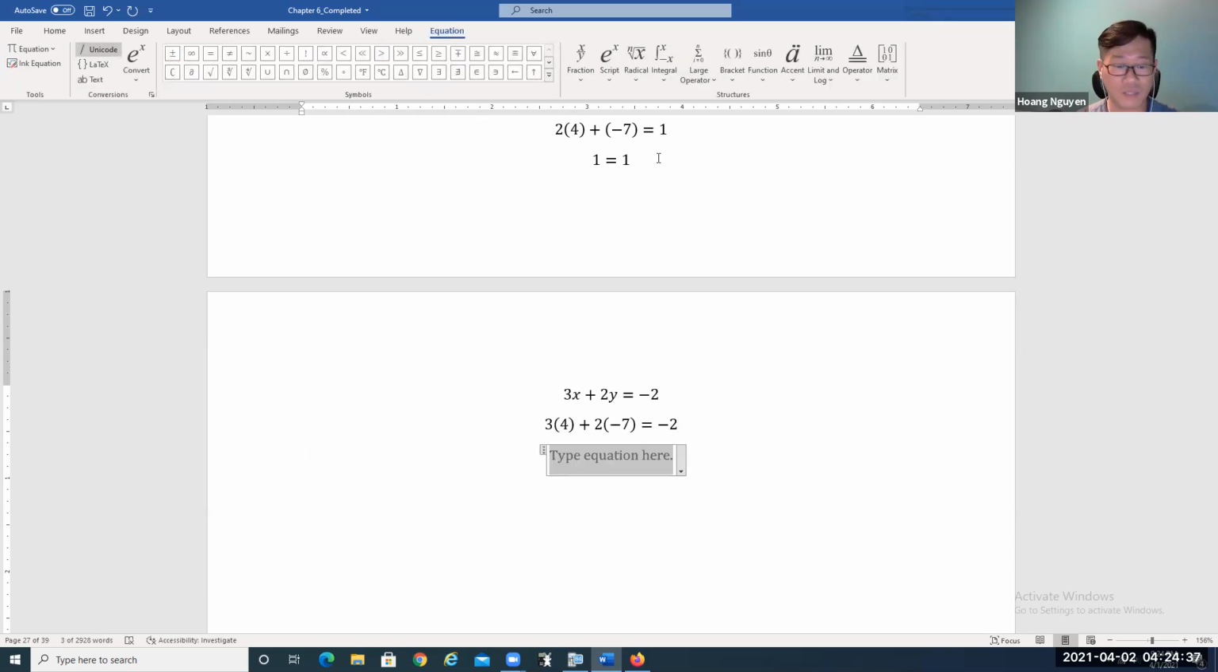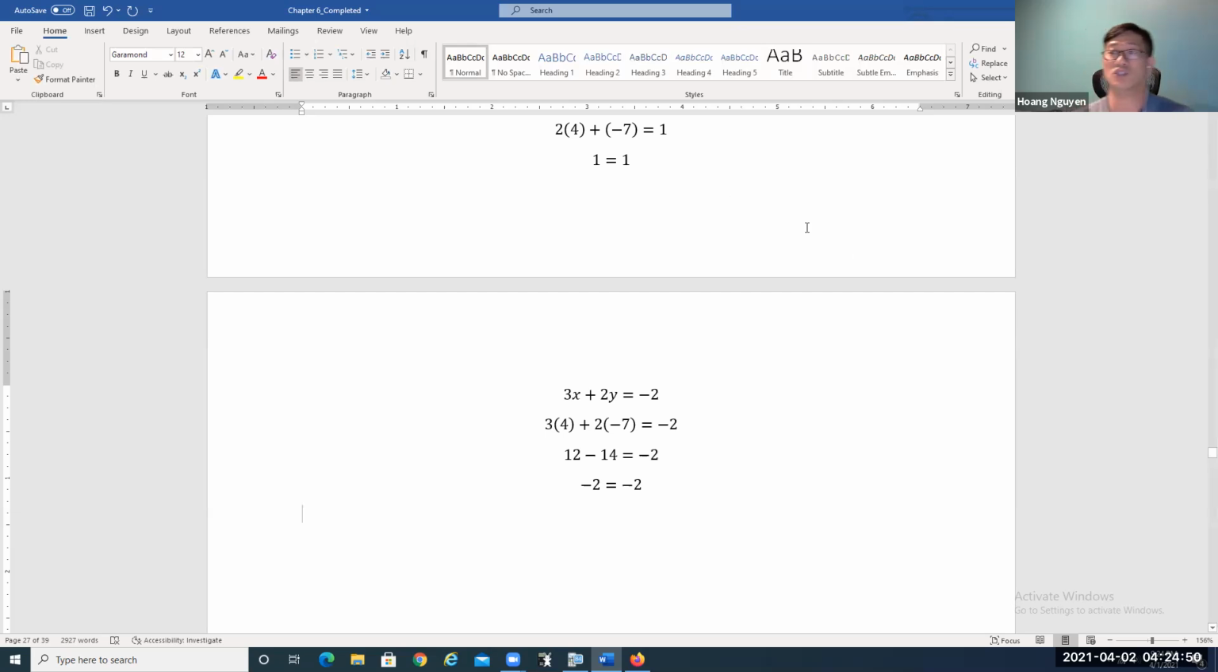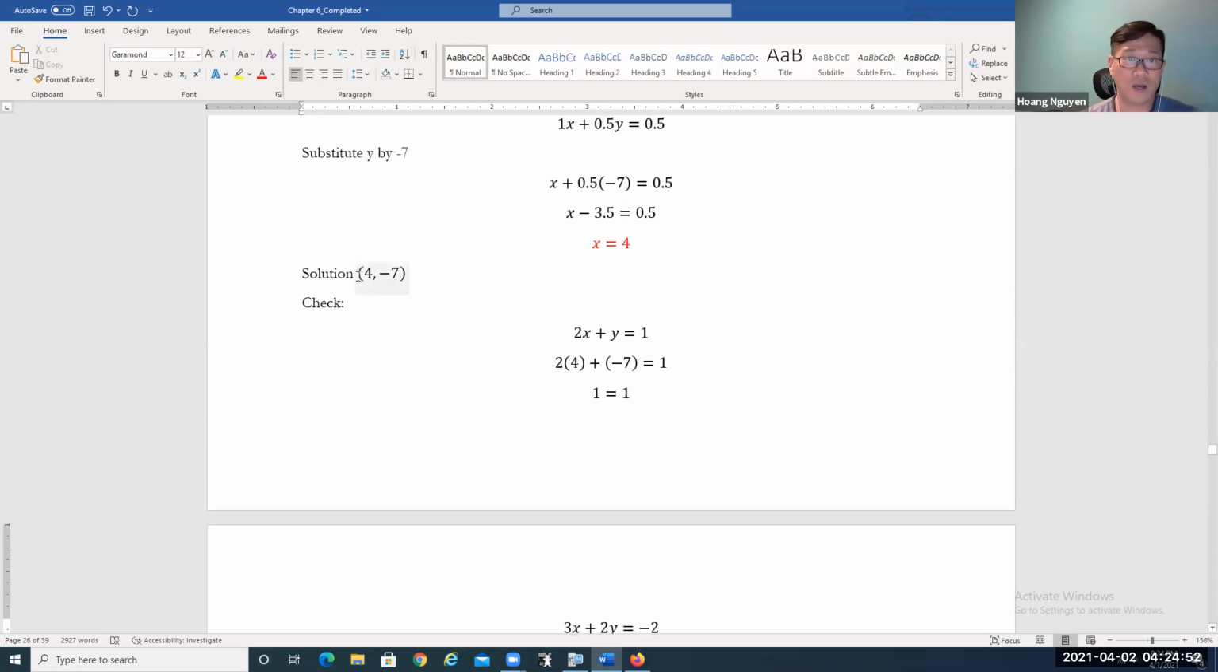Okay, so 3 times 4 is 12. 2 times -7 is -14. That's going to give you -2. So 12 take away 14 is -2, which equals -2. So that's good. It's true. So the solution that we got so far is true for both of the equations. So that's good. So for the final answer, we can say that the solution is x equals 4 and y is equal to -7. Okay.